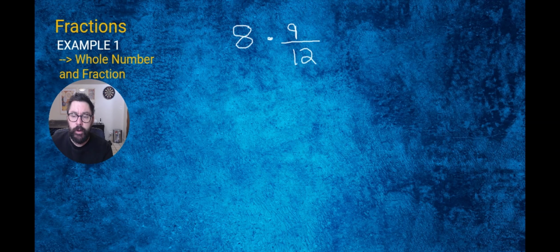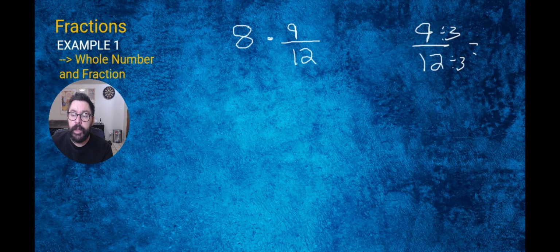So let's just go off to the side here. We've got 9/12. So if I can divide both by the same number evenly, I can simplify that fraction. It'll be the exact same value. So here 9 and 12 can both be divided by 3.